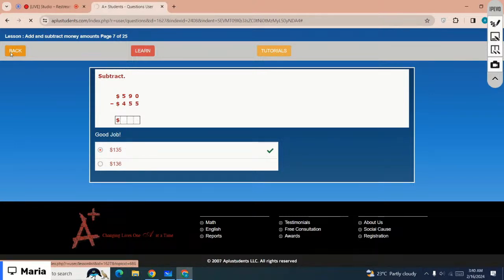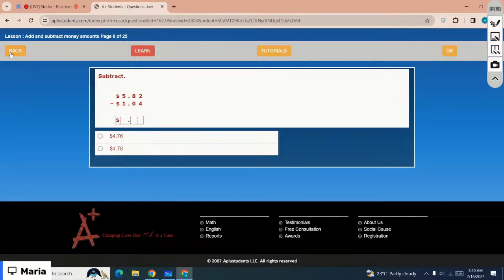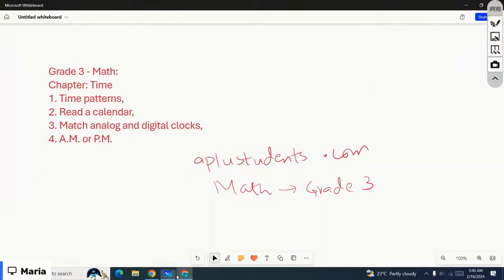So we were working on grade 3 math. We started with the chapter time. The lessons we covered from the chapter time are time patterns, read a calendar, match analog and digital clocks, and AM or PM. Then we started the new chapter money, and the lesson we covered is add or subtract money amounts. Please complete all the practice questions for today's lessons before the next session. That is your homework.